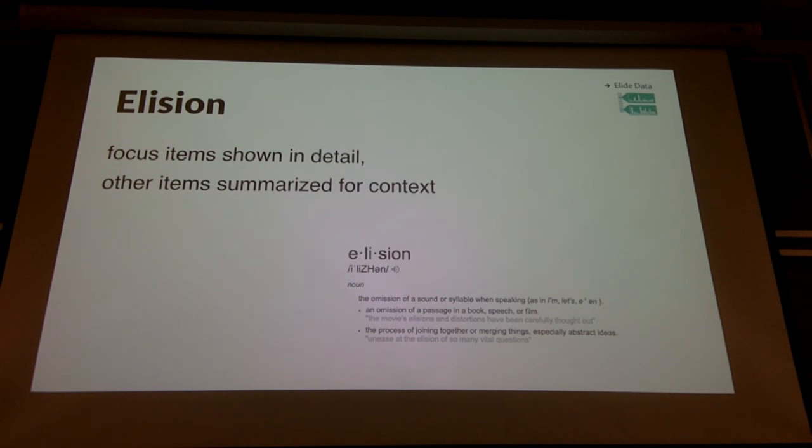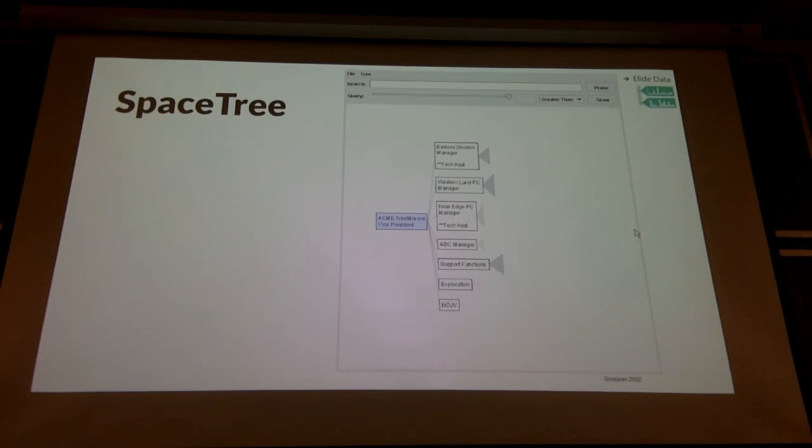Elision, for the non-native speakers, in general English, is the omission of a sound or a syllable when speaking. So "I am" would be "I'm", or "it's" instead of "it is". Here it really means that we show a focus item in detail and other items are summarized for context. This is an example for that.